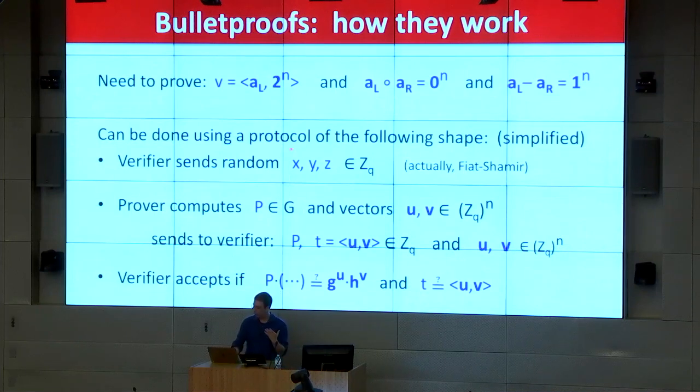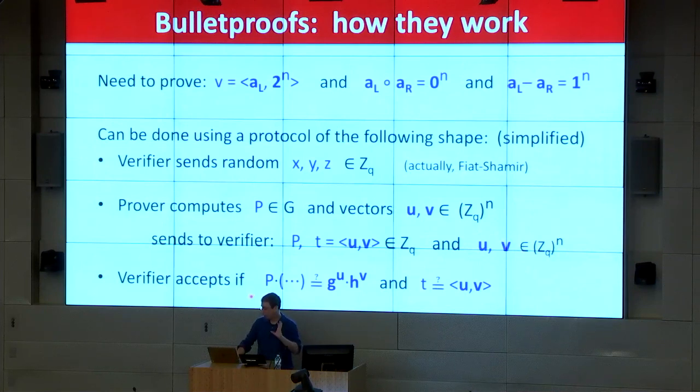But basically, there are these three random numbers that the prover has. And what the prover does is he's going to compute some value p, and he's going to compute two vectors, u and v. And he's going to send to the verifier this value p and the inner product of those two vectors. So p, the inner product of the two vectors, and he's also going to send the two vectors to the verifier.